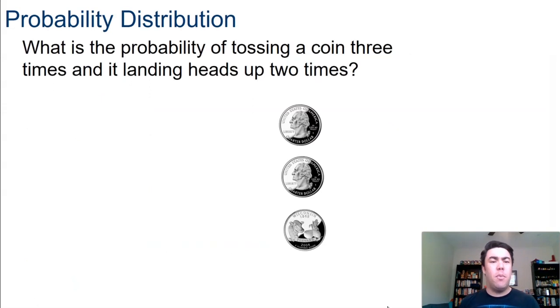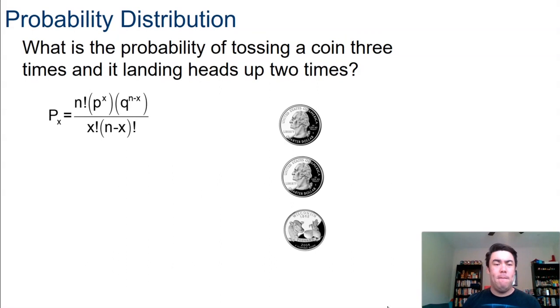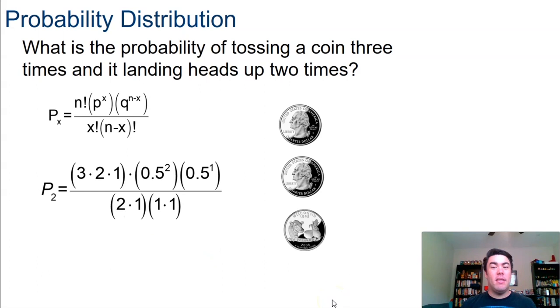So we want to know, what is the probability of tossing a coin 3 times and it landing heads up 2 times? We can use the binomial formula, and if you see here, they just put everything in the numerator altogether, whereas on the previous slide it was separated out. So for the probability of tossing a coin 3 times and it landing heads up 2 times, we have n factorial, which in this case n is 3. So we would have 3 times 2 times 1, times p to the x power, where p is the probability of landing heads, so that would be 0.5.